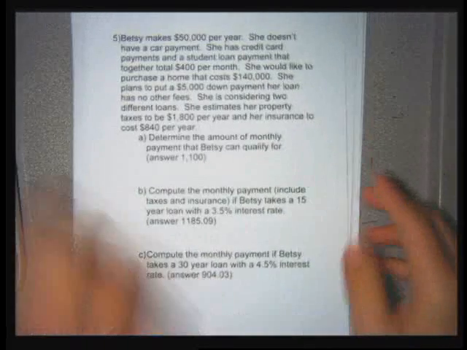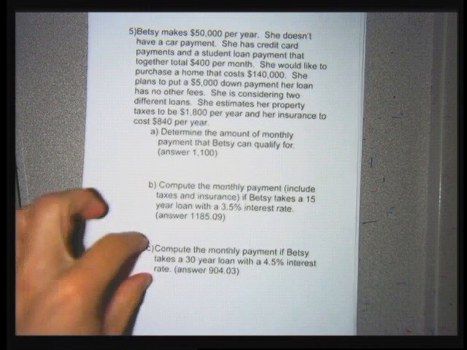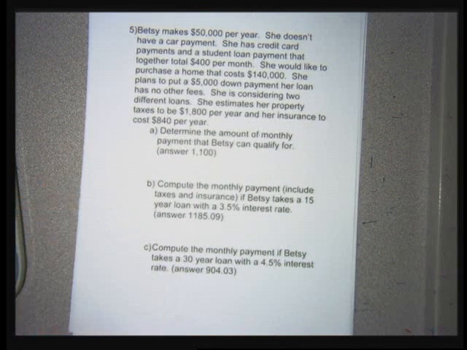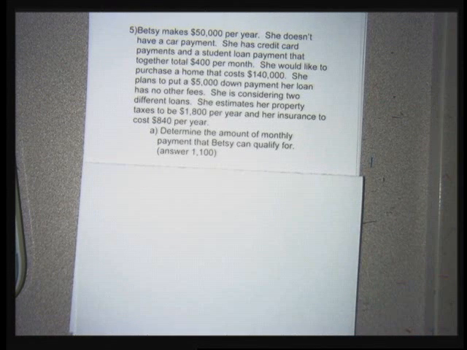So question 5 is a duplicate of question 4 using Betsy as opposed to Laura. Question 6 kind of tags along with 5C. It talks about Betsy taking the loan in part C and then seeing what happens if she changes her payment in the future. And so 5 and 6 tie together perfectly.